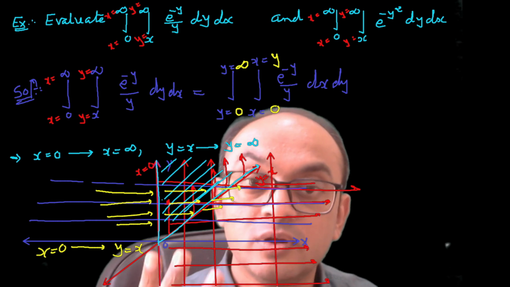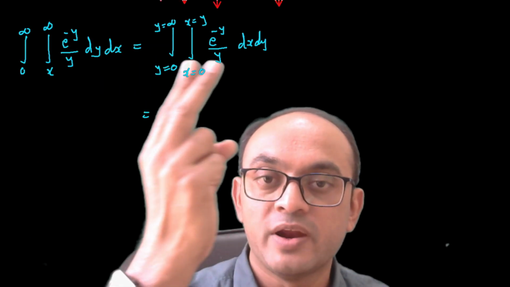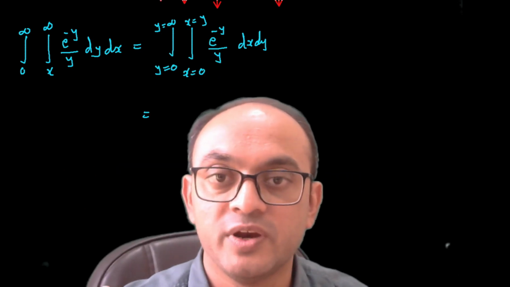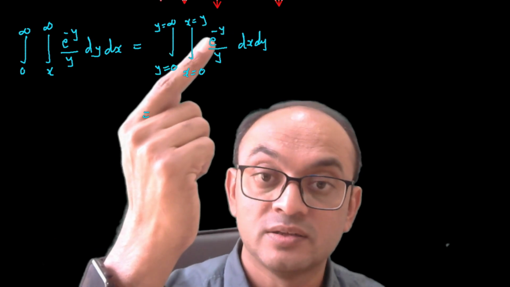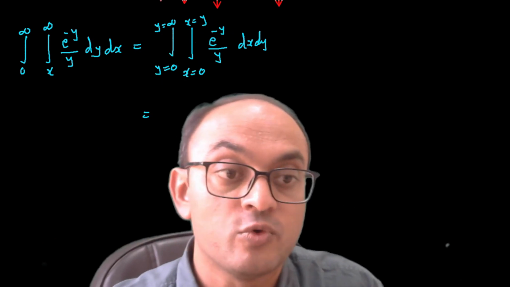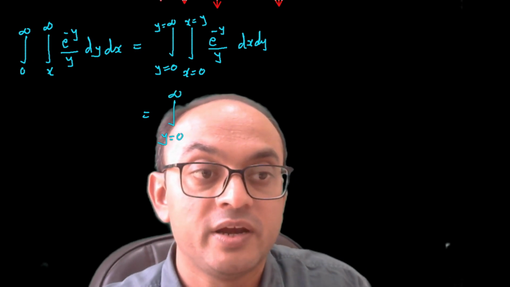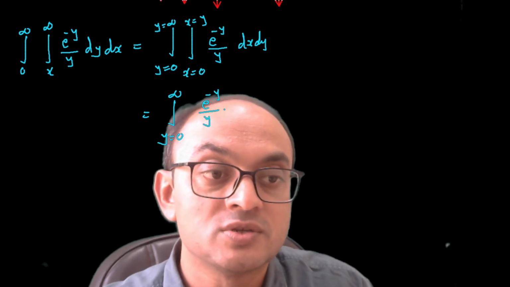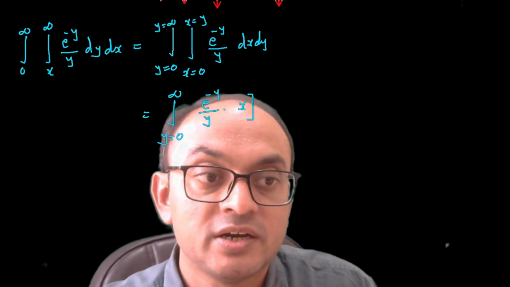Right. Now let us complete the exercise. So this we got from dy dx to dx dy. x is equal to 0 to y and y is equal to 0 to infinity. Now we integrate this quantity with respect to x. Then e raised to minus y upon y is constant. So this is y equal to 0 to infinity. e raised to minus y upon y is the constant quantity. The remaining quantity is 1, which has integration x.